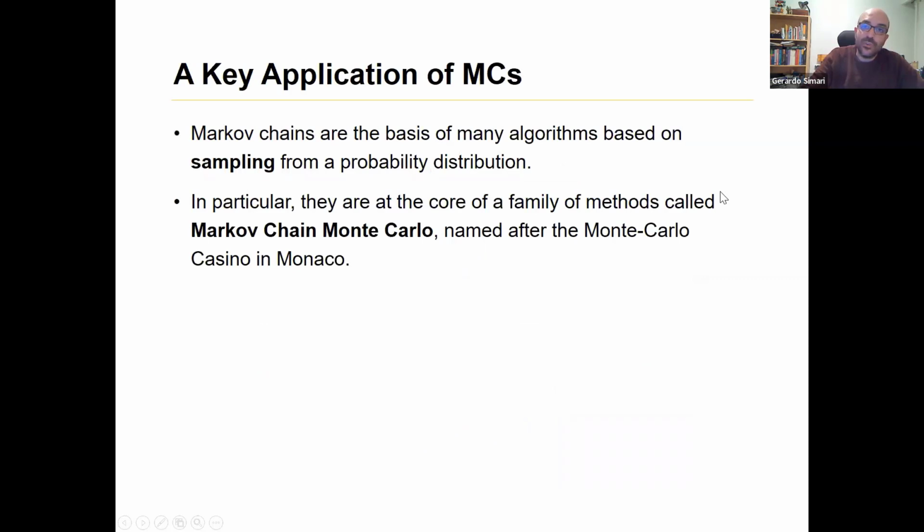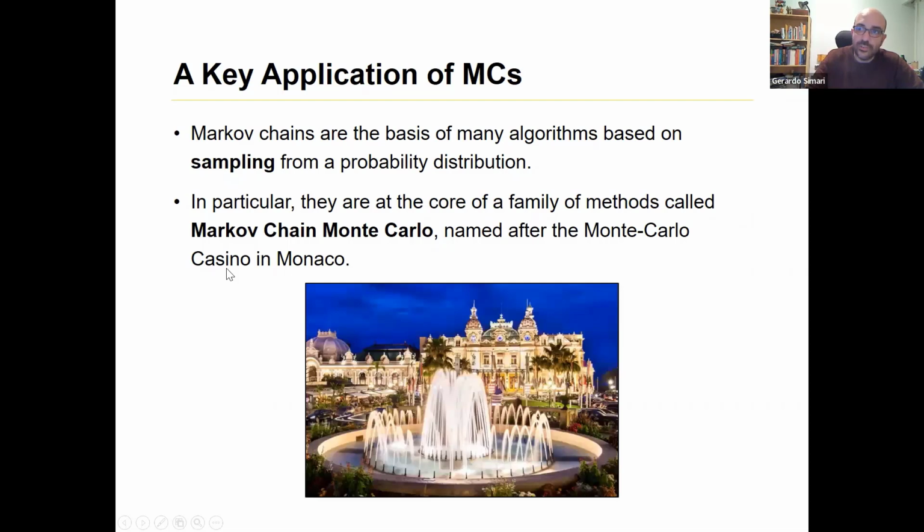And a key application, why am I even talking about all this, is that Markov chains are the basis of many algorithms based on sampling from a probability distribution. Why would I want to do that? Because sometimes I want to see the probability of a given query, like I was just mentioning in the examples before. And in particular, they're at the core of a family of methods called Markov Chain Monte Carlo. So MCMC, Monte Carlo, because there's a really famous casino in Monaco called Monte Carlo. Here's a picture for your enjoyment.